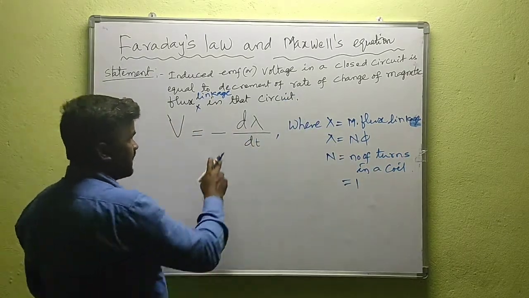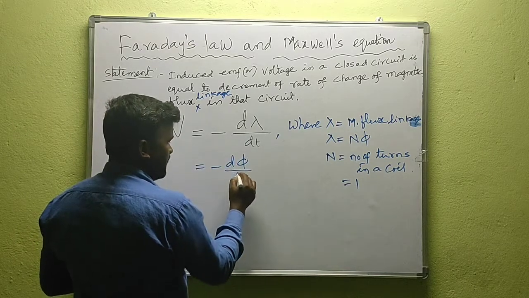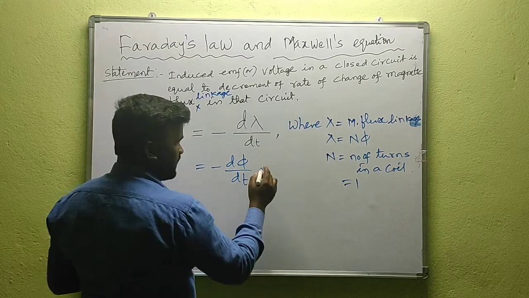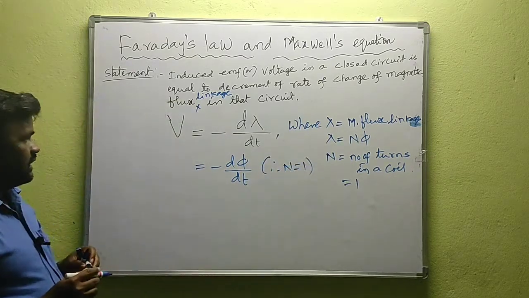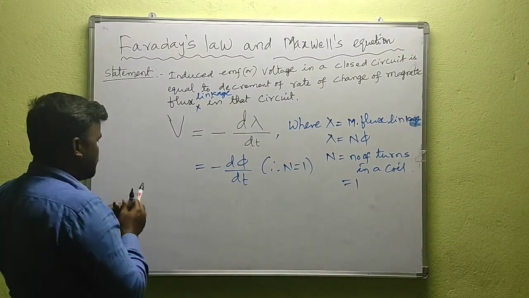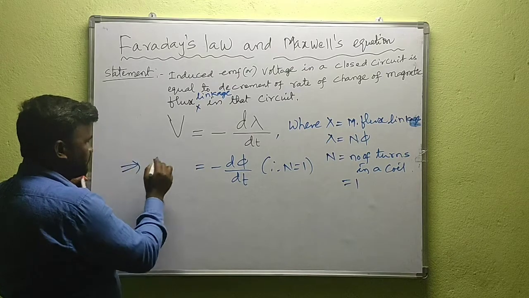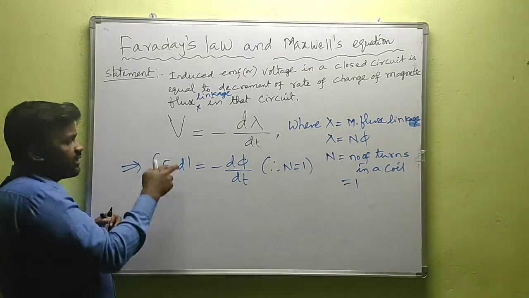In that case, we can write this as minus d phi by dt, since lambda equal to N into phi, and here we consider N equal to 1. Okay, and we know the relationship between V and E. So V can be written as the integral of E dot dl. So this is what voltage in a closed circuit means.